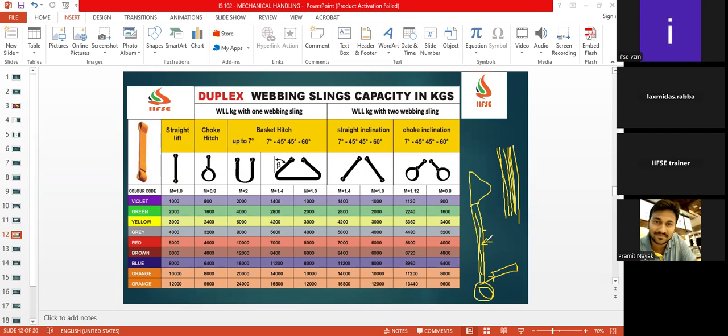We should be very careful. So here, if you see, if you are lifting in a straight manner, what will happen? The belt can lift 1 ton of weight, which is what it is designed for.